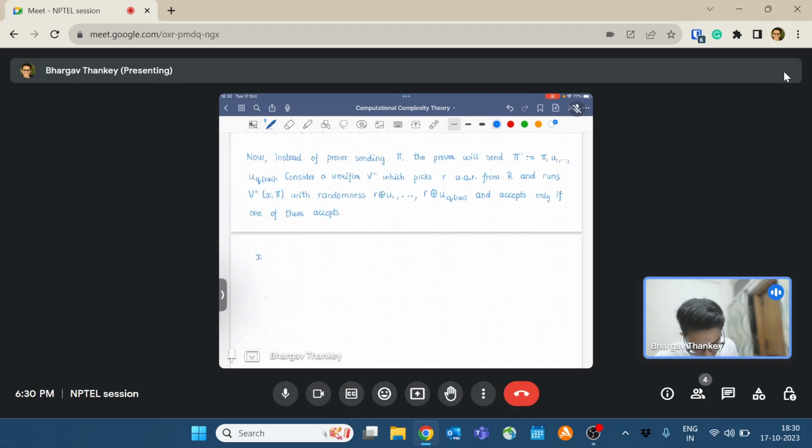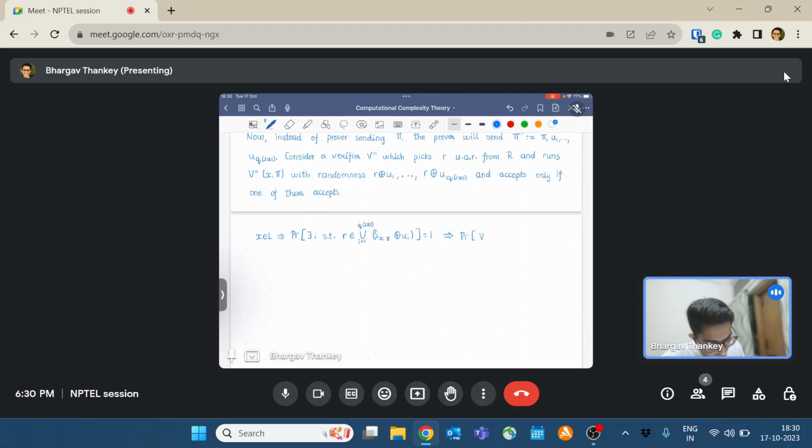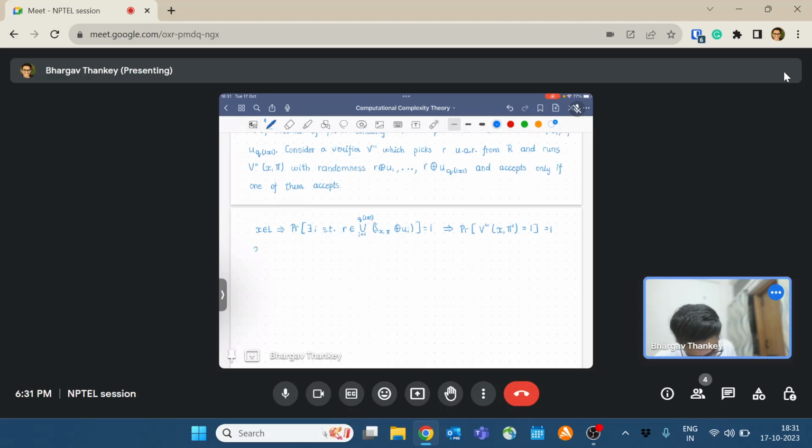So we have that x in L implies probability that there exists i such that this is in the set. So this probability is 1, which implies that the probability that V triple prime accepts x comma pi prime is 1. And x not in L implies that probability... it's the same thing, let me just copy.